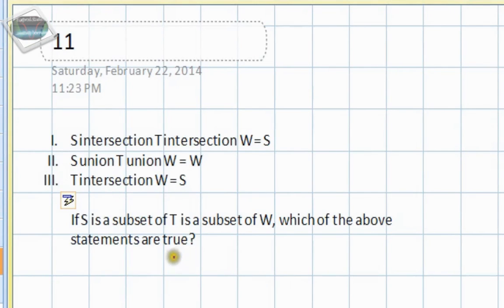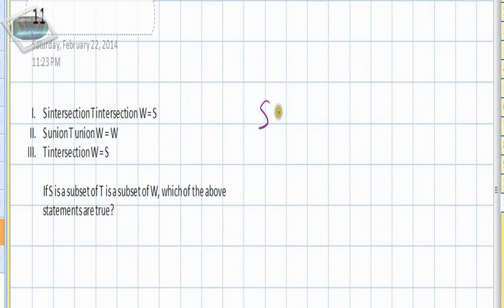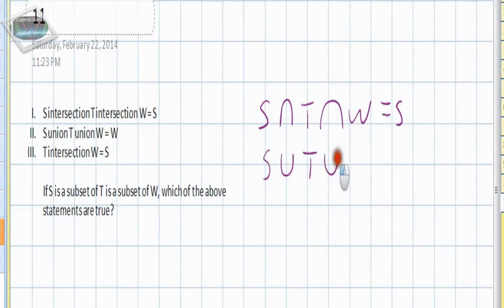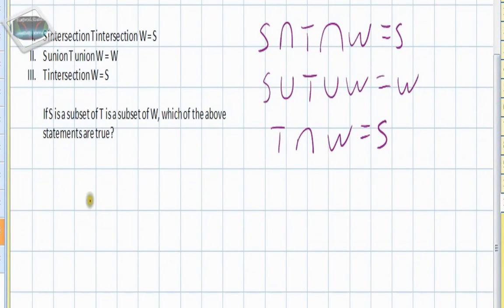First off, let me tell you what the notation is in the problem. It's written like this: S intersection T intersection W equals S. And then it says S union T union W equals W, and T intersection W equals S. I just wrote it out in words because in my handwriting the U's get confusing amongst all the union and intersection symbols, and I didn't want to confuse you too much.